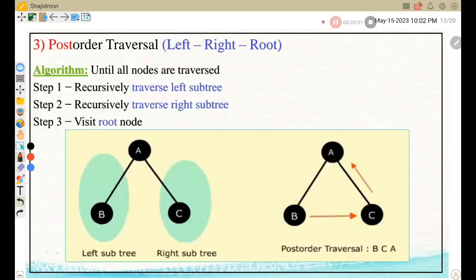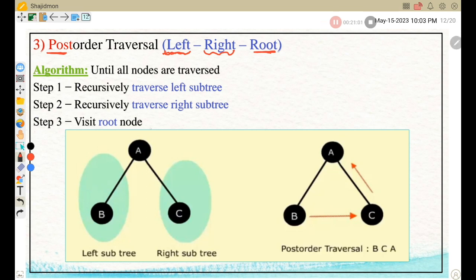Okay, now we will go to the third one, that is we are calling post order traversal, okay? Post means last. Post order traversal means root will be visited last only. So first we need to visit the left subtree, then the right subtree, then the root vertex, okay? So the left subtree we need to visit in post order, then the right subtree we need to visit in post order, then the root vertex we need to visit.